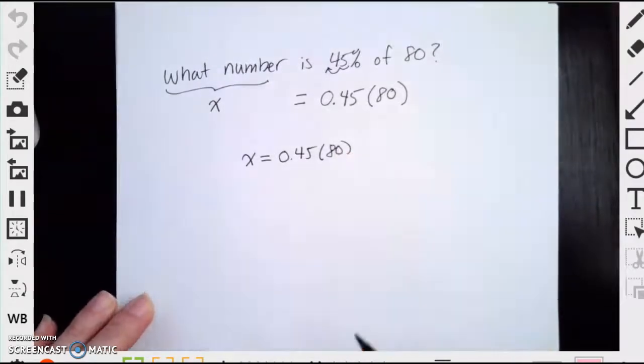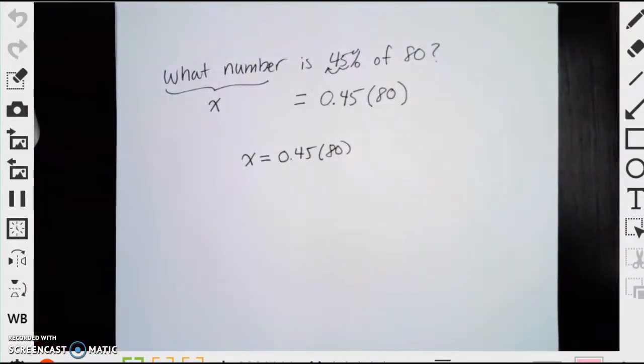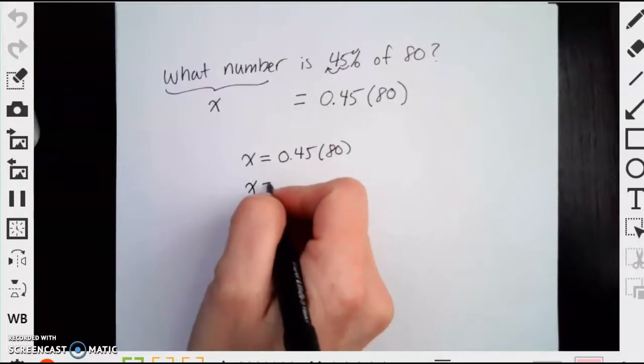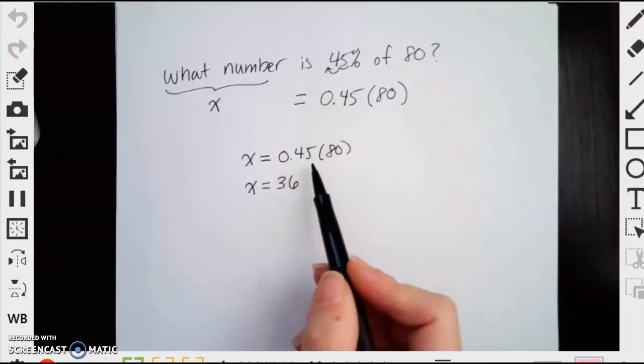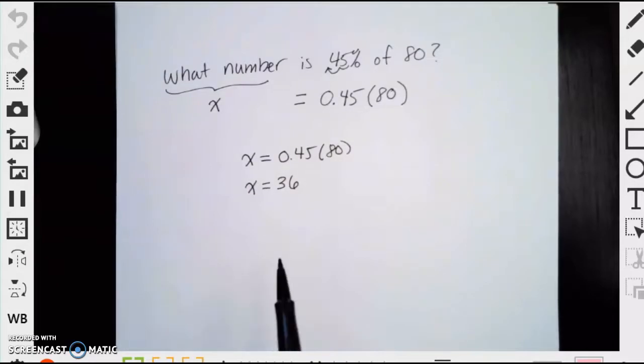Depending on your equation, your variable might be in a different spot, so you'll just go through whatever steps are necessary to find that variable. In this case, my variable is already isolated, so all I need to do is multiply 0.45 times 80, and that gives me 36. So x equals 36. And again, if I wanted to check that value, I don't really have much to check because it's just a matter of multiplying, so just make sure that I multiply that correctly.